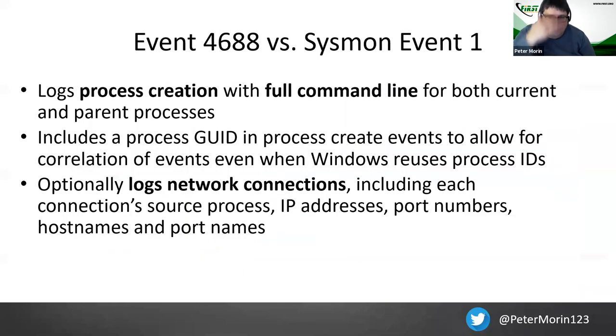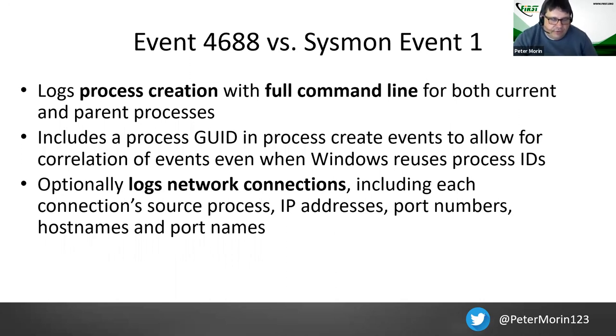So some other things we're going to see between the two: process creation with full command line for both current and parent process, which includes the process GUID in the process create events to allow us to correlate events. I'm going to show you this later in a use case, but the great thing with the process GUID is as I execute a process, I can now track other things happening through that process GUID, right? And you can also log network connections.